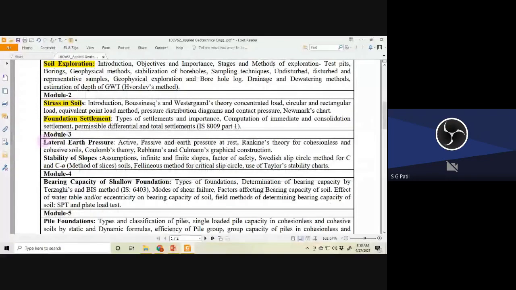In module 3, we will see lateral earth pressure and the stability of slopes. Lateral earth pressure means, to design retaining structures and retaining walls, you should know how much lateral pressure is there. First we calculate the lateral pressure, then based on it we will design our earth retaining structures. That we will discuss in this module. Again, in slope stability, we will discuss different methods of how to assess the stability of a slope.